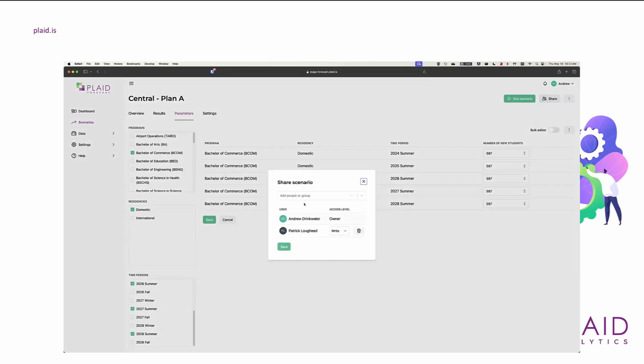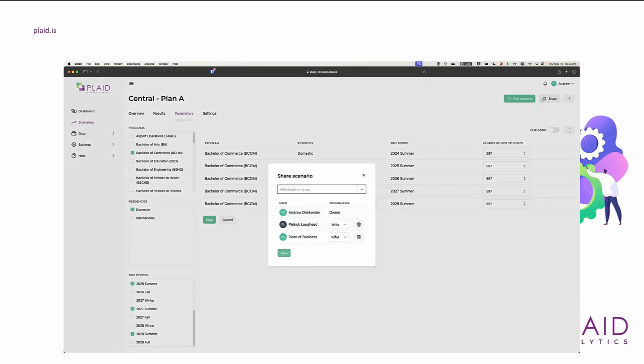And now I'll go back to share, and I'm going to re-add the Dean of Business so that we can see how that works. There's the option to make them a reader, as in they can view the results of the scenarios, but they can't do anything with them. There's the option to make them a writer, where they can take this scenario and update it as appropriate. That's what I'm going to pick for this user. I'm going to hit save.